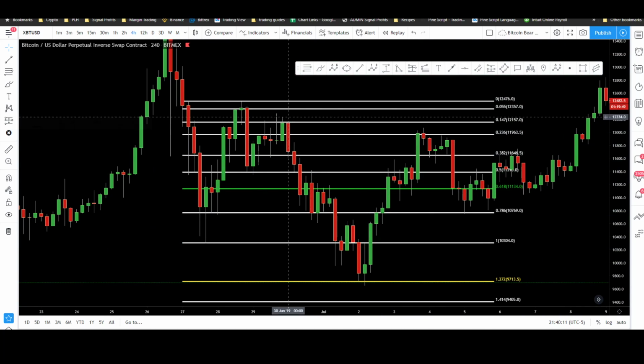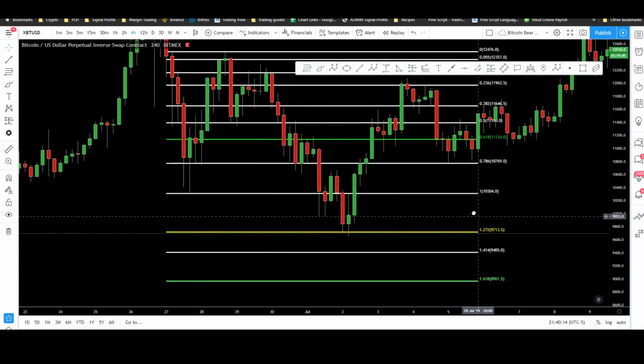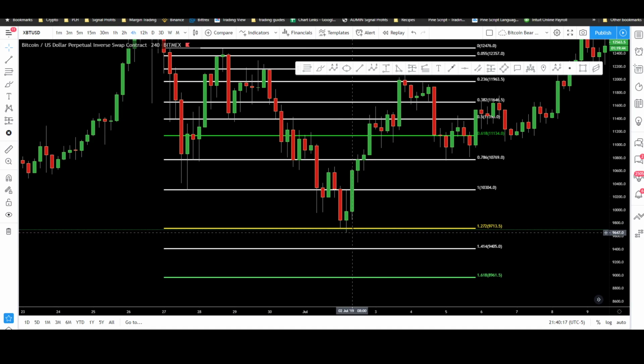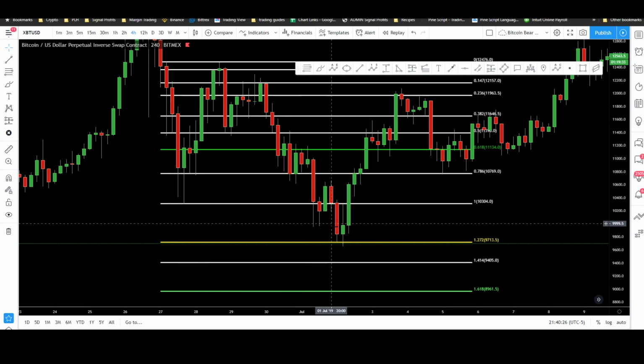So if we took a short at this level, we can look for the 1272, and we tagged it, basically a couple dollars within 1%, and we never quite made it to the 1618. But once we came down here and once we formed a higher high, you can always exit the trade, or you can just use a trailing stop loss as we move.